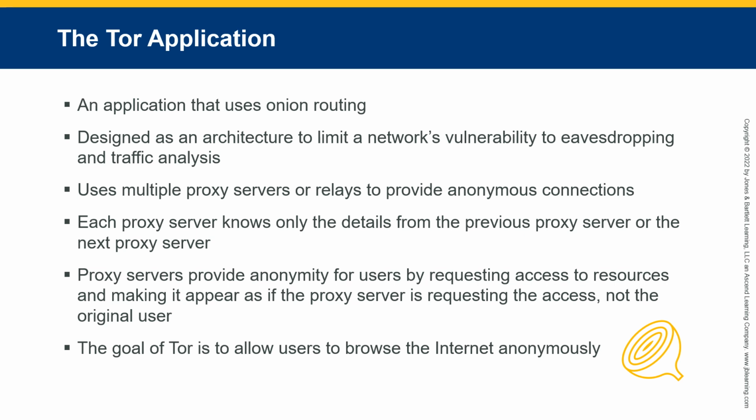The proxy knows only details from the previous proxy server or the next proxy server, wherever it's bouncing it to. And the proxy servers provide anonymity for users by requesting access to resources, making it appear that the proxy server is the one requesting the resources, not the original user. So you have layers there, and there are many layers to trace. That's why a lot of criminal activity and bad things happen on the Tor network, for that anonymity.